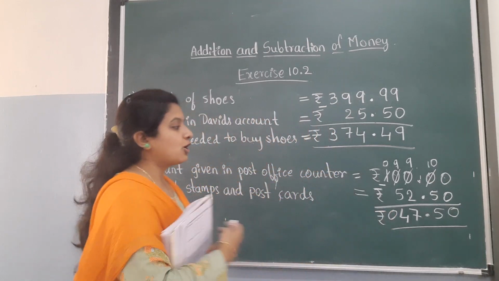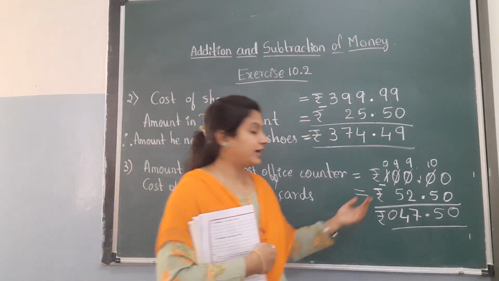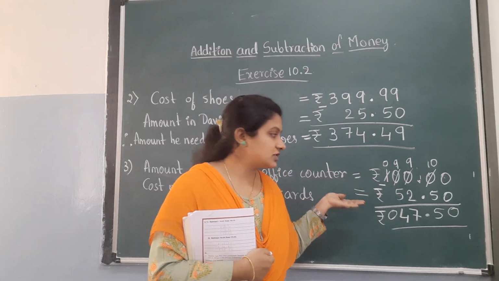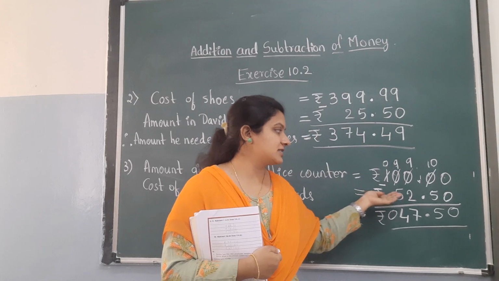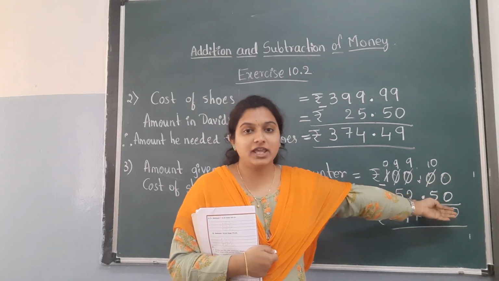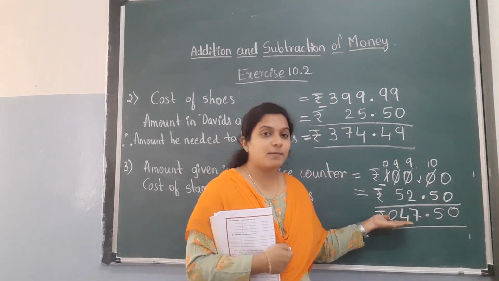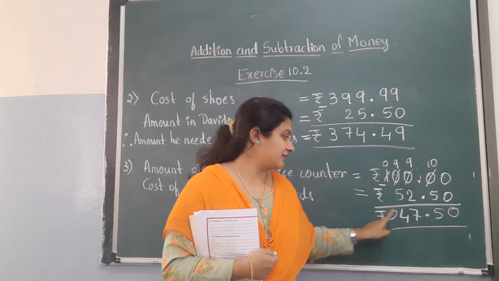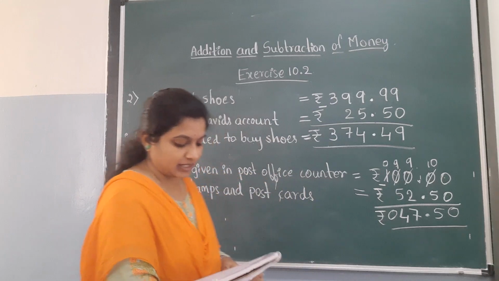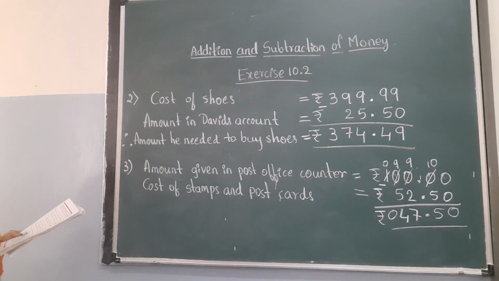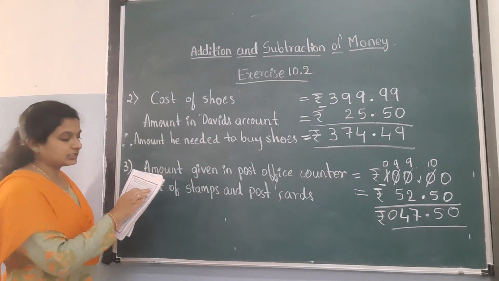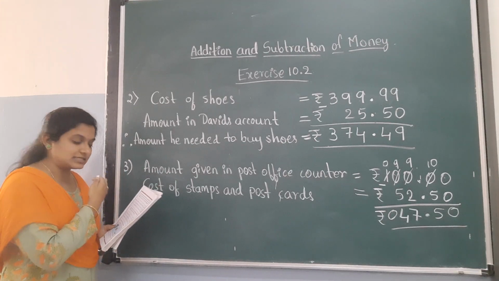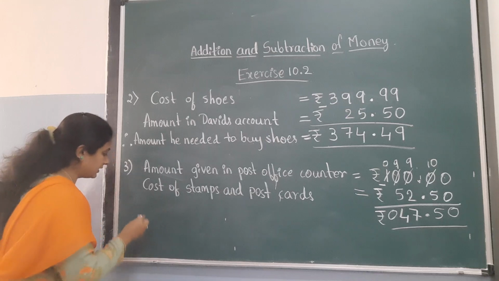So how much does he have to get back? 100 rupees he has given to the shopkeeper, but the cost of stamps and postcards is 52 rupees 50 paise. What is the amount the shopkeeper has given back to Lakshmisha? 47 rupees 50 paise. Therefore, what is the amount to be returned to Lakshmisha?